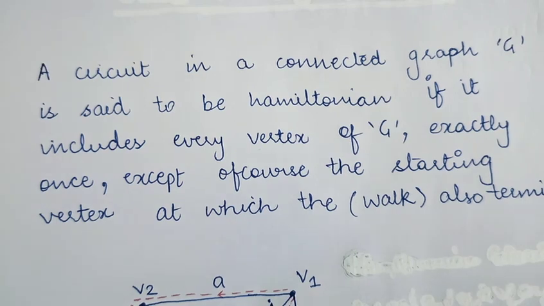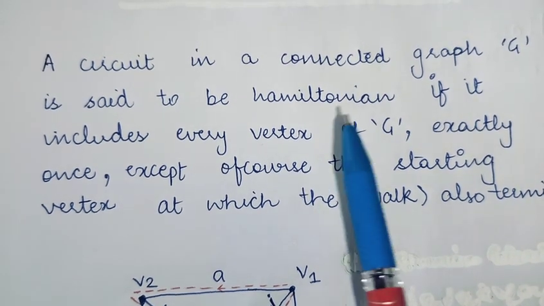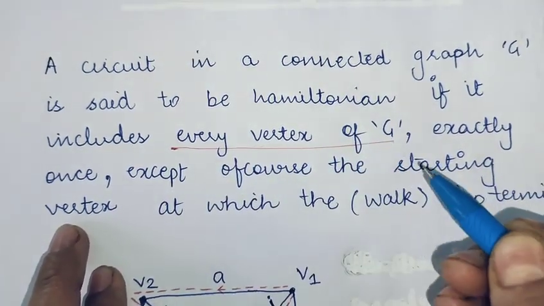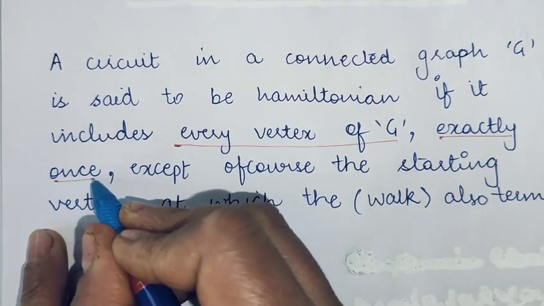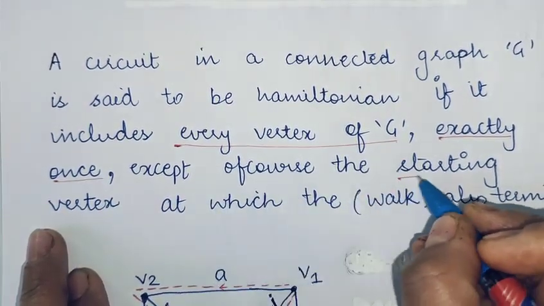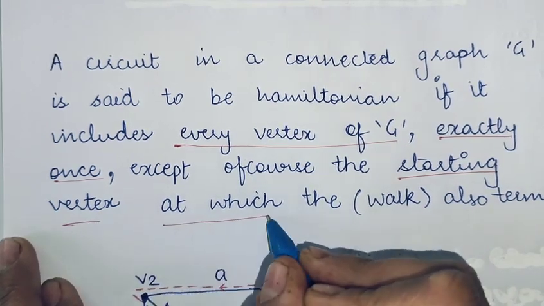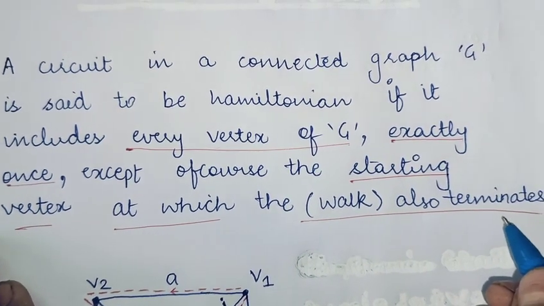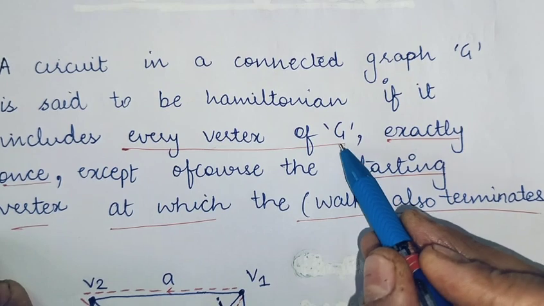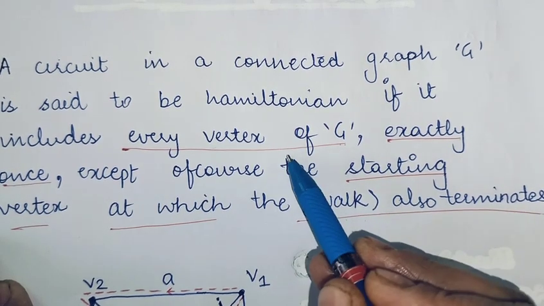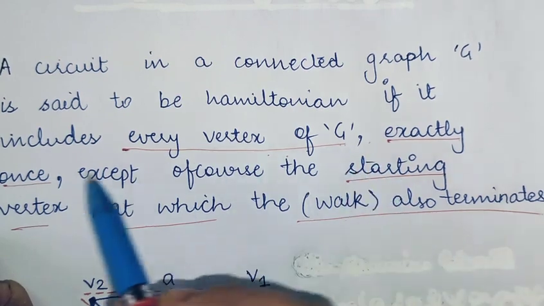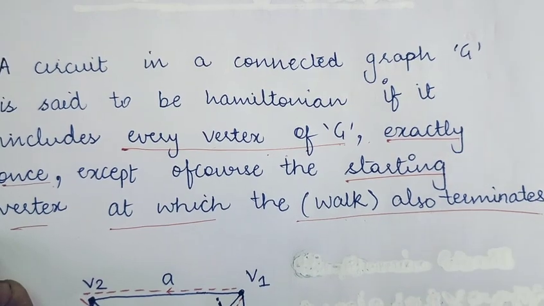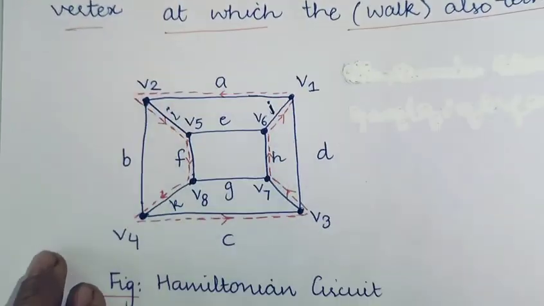So basically, I can say that a circuit in a connected graph is said to be Hamiltonian if it includes every vertex of the graph, and that too exactly once and no more than once, except of course the starting vertex and the ending vertex at which the walk terminates, because we are talking of a circuit, and obviously in a circuit the walk will terminate at and start at the same vertex. So a walk that includes every vertex of the graph exactly once, except the starting and ending vertex at which the walk would terminate, is called a Hamiltonian circuit.